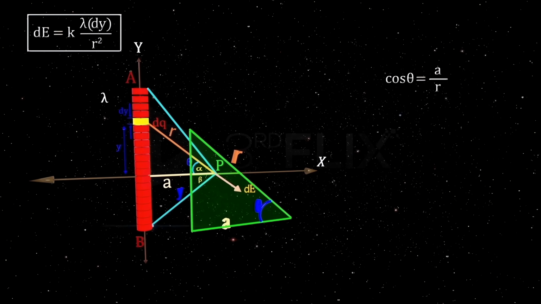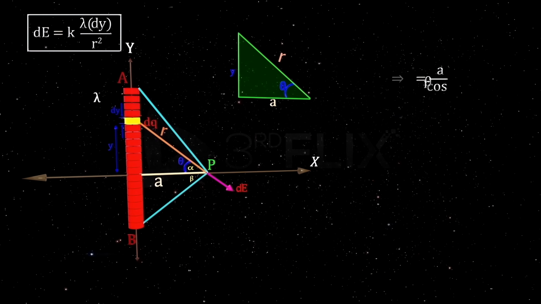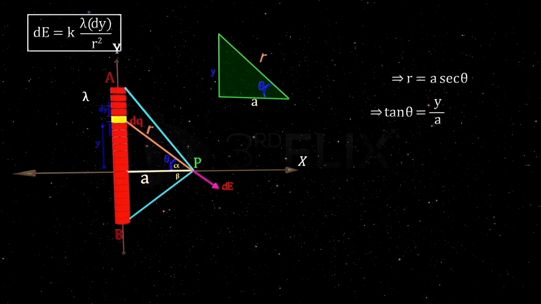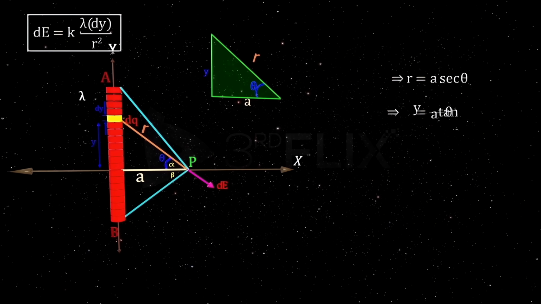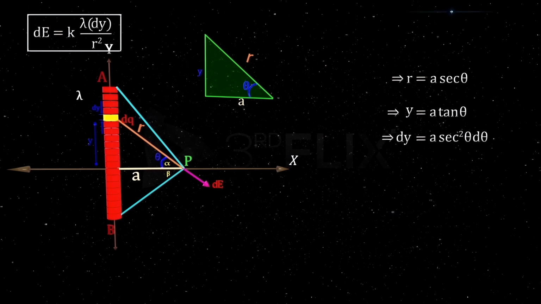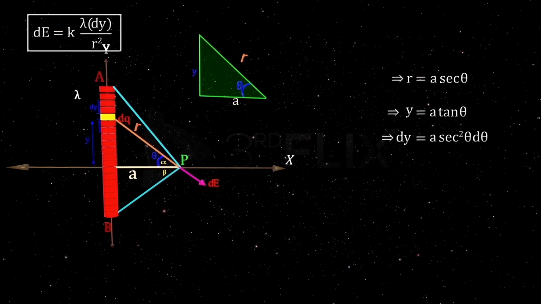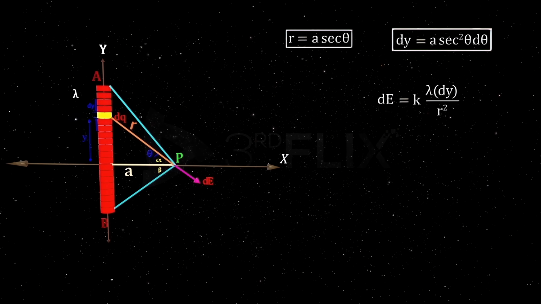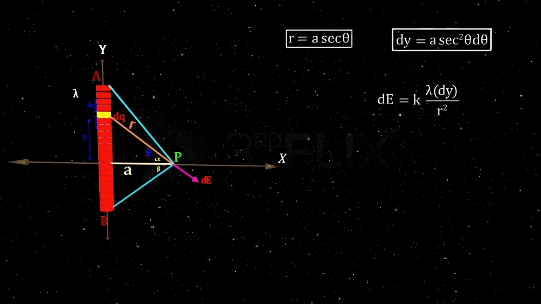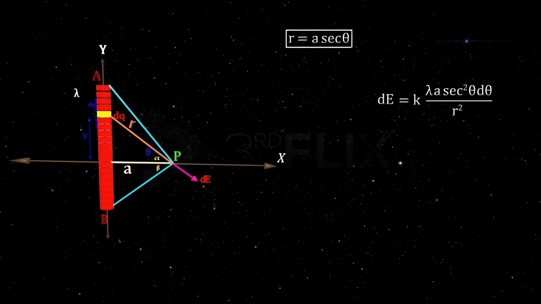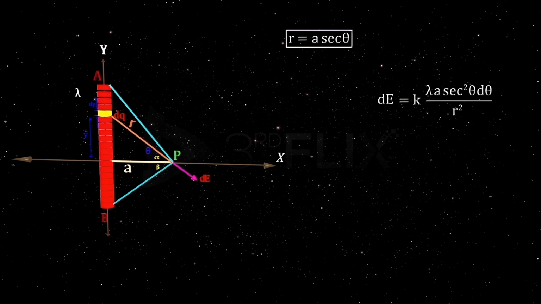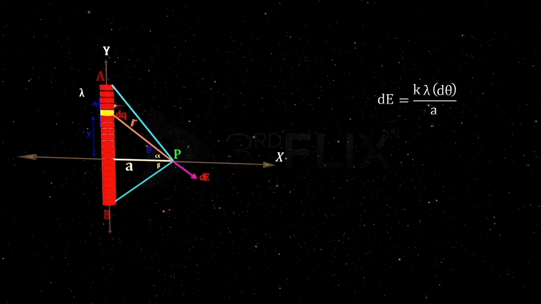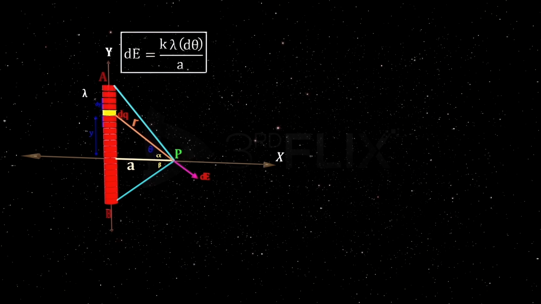From this triangle, cos theta equals a by r, so r equals a secant theta, and tan theta equals y by a. On differentiating this expression, we get dy equals a secant squared theta d theta. Upon substituting dy and r, we get dE equals k lambda a secant squared theta d theta by a squared secant squared theta, which equals k lambda d theta by a.